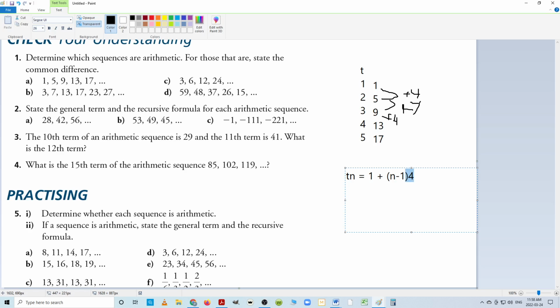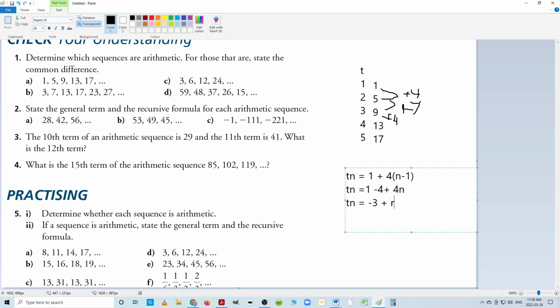You can even expand this. So I'm going to put the 4 in front. Term n is equal to 1. What's 4 times n? 4n. What's 4 times minus 1? Minus 4. Oh, sorry, this is 4n. Can't subtract these, but I can put the minus 4 over here. What's 1 minus 4? Term n is equal to minus 3 plus 4n.